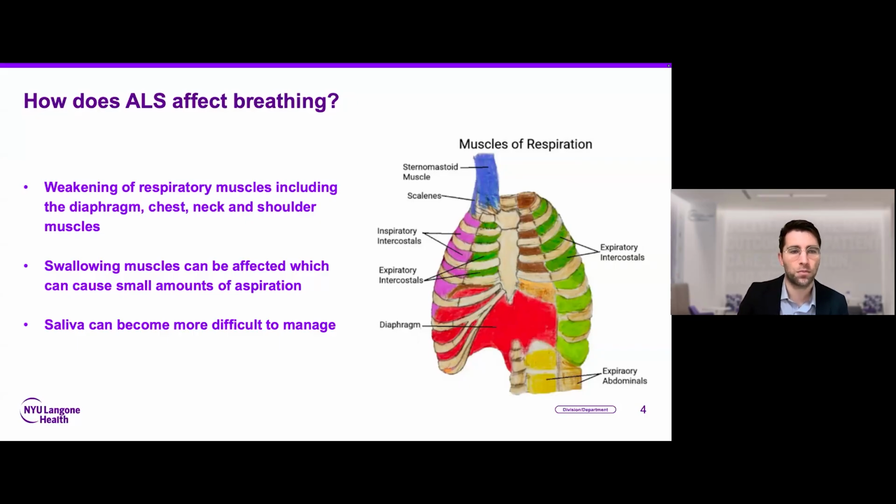The other important muscles from a respiratory standpoint that are affected by ALS are the speech and swallowing muscles, sometimes referred to as the bulbar muscles. And weakness or spasticity in those muscles leads to difficulty managing oral secretions, increases the risk for aspirating those secretions, having them go down the trachea, the windpipe, down into the lungs, instead of being swallowed down your esophagus into your stomach, and can increase your risk for respiratory infections and pneumonias.